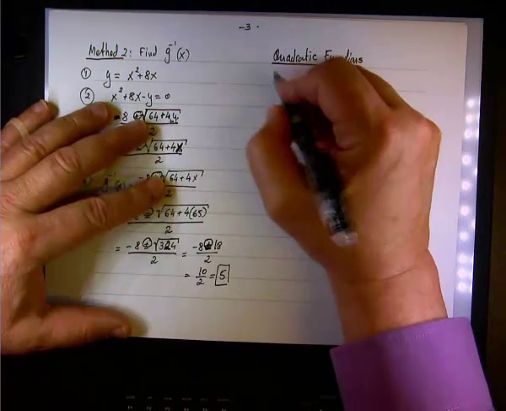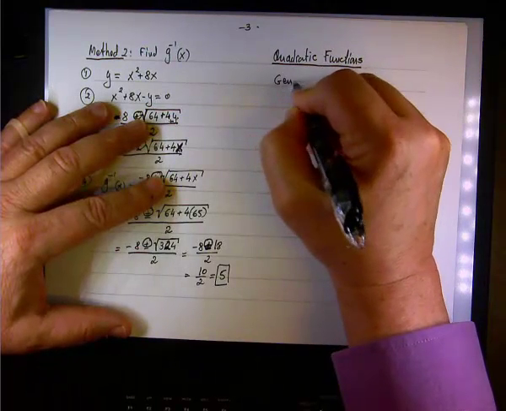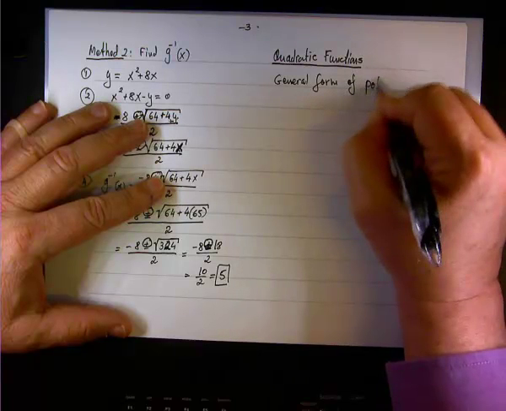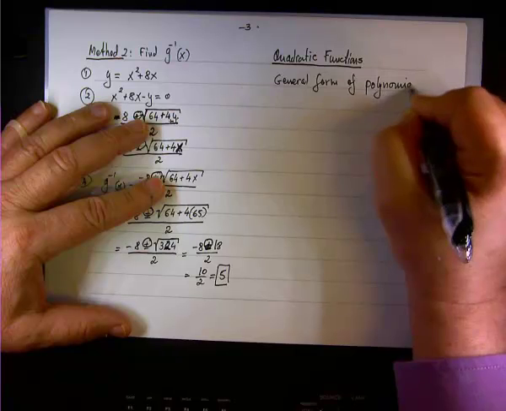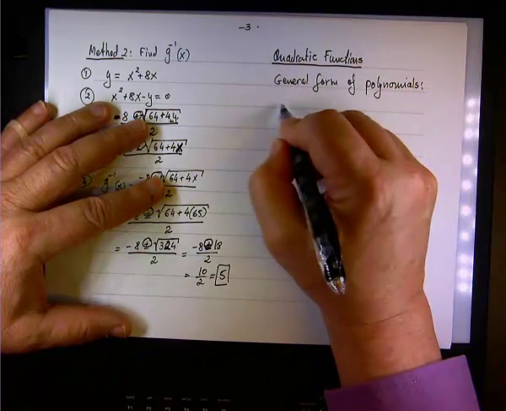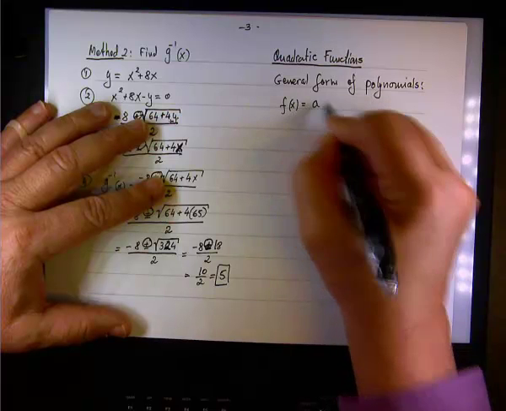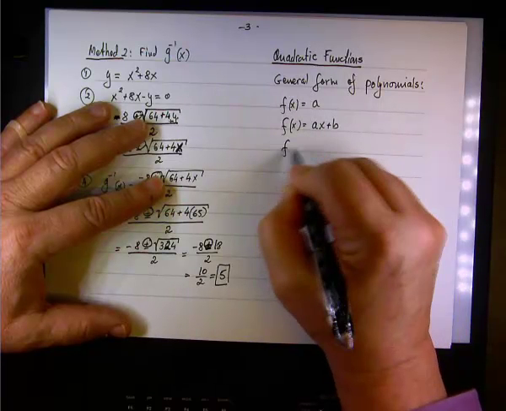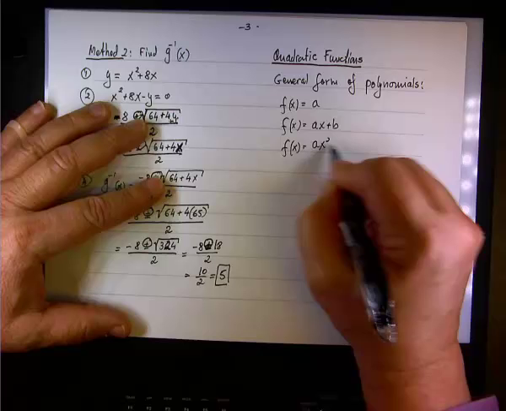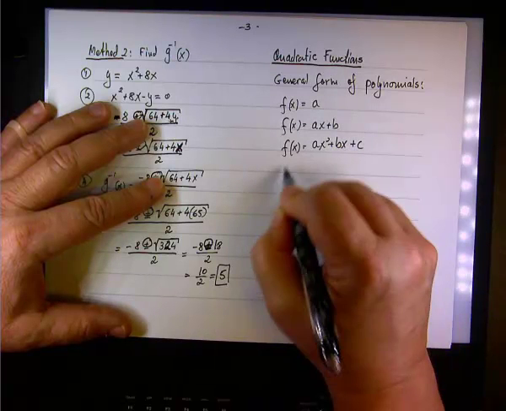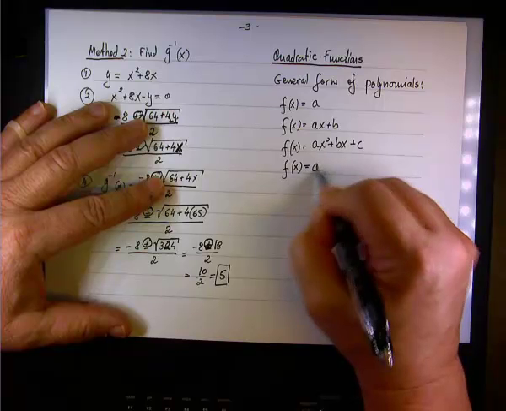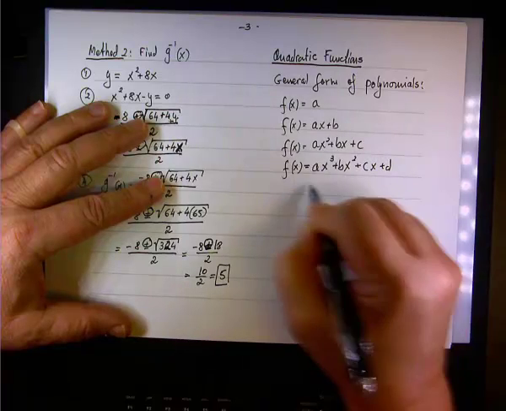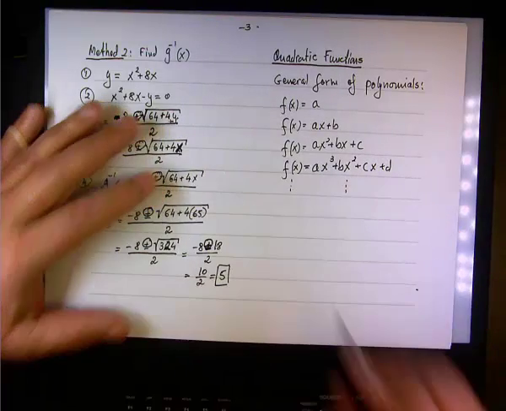You're talking about, let's write a general form of polynomials. You're looking at f of x equals a, f of x equals ax plus b, f of x equals ax squared plus bx plus c, f of x equals ax cubed plus bx squared plus cx plus d, and we continue like that to a higher order.